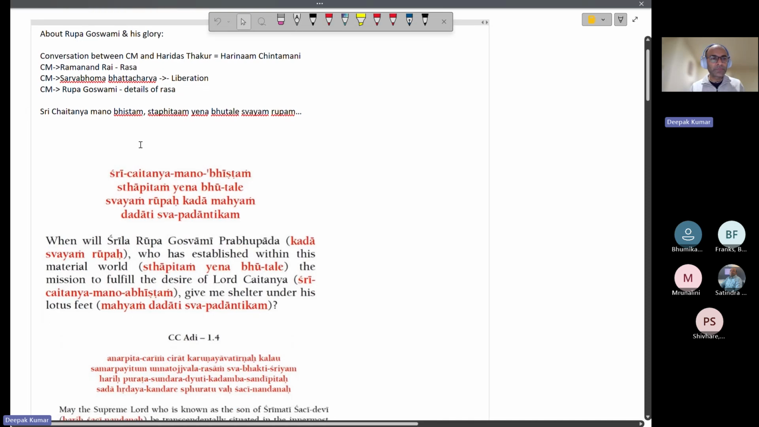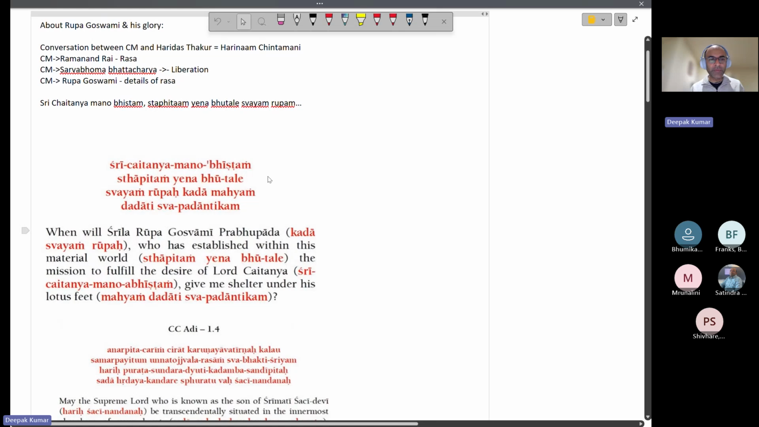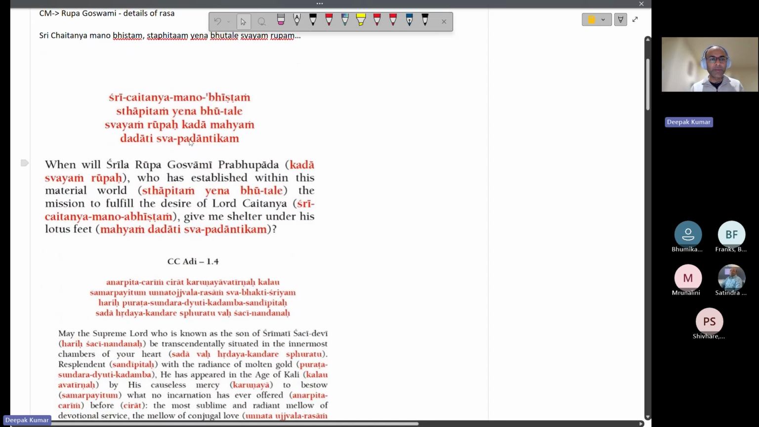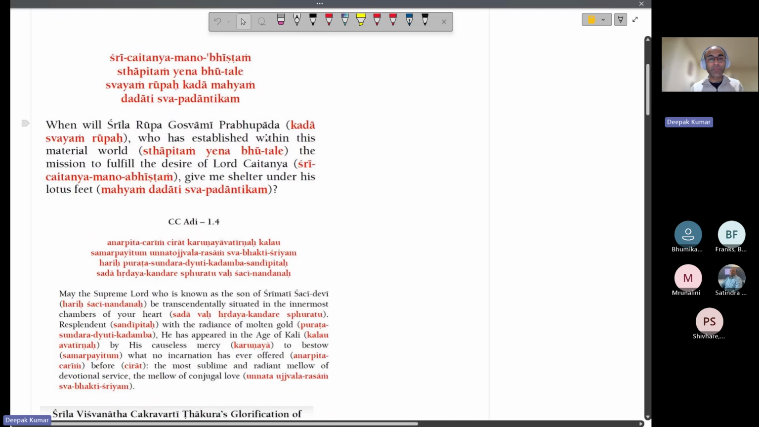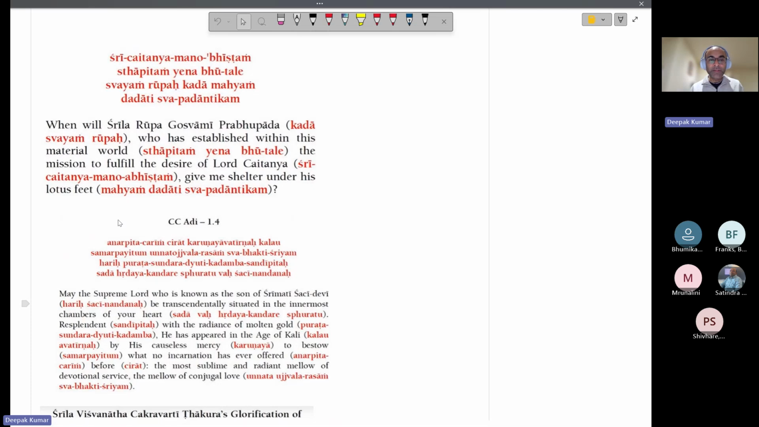We hear, Sri Chaitanya Manobhistam Sthapitam Yena Bhutale, Swayam Rupah Kada Mahyam Dadati Sva Padantikam. That's our verse, right? When will Srila Rupa Goswami Prabhupada, who has established within this material world the mission to fulfill the desire of Lord Chaitanya, give me shelter under his lotus feet? This is what we are asking in that prayer, that when we will get the shelter under his lotus feet.